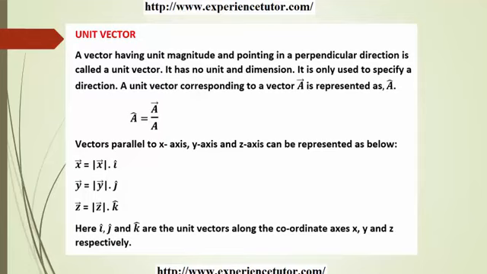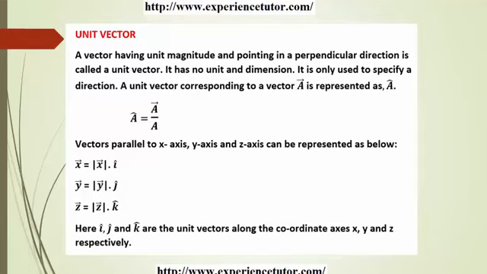Unit vector. A vector having unit magnitude and pointing in a particular direction is called a unit vector. It has no unit and dimension. It is only used to specify a direction. A unit vector corresponding to a vector A is represented by unit vector A. Unit vector A is equal to vector A upon A.